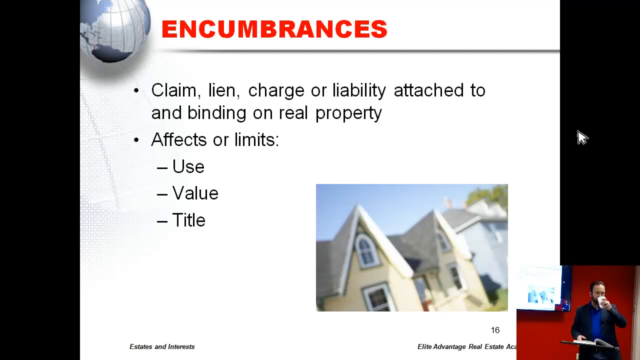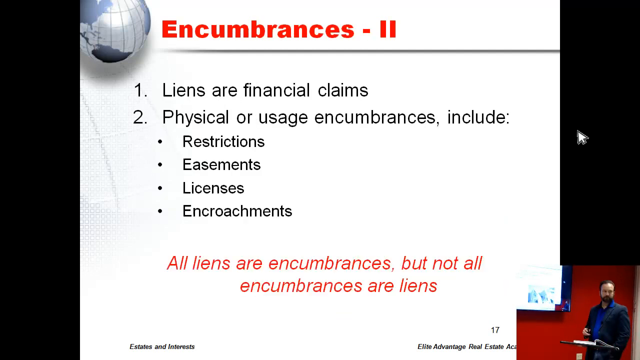All right, so encumbrances. An encumbrance is a lien, charge, or liability attached and binding on real property. It affects or limits the use, the value, and the title. So encumbrances can be both physical and monetary, right? An encumbrance can be a physical one, or it could be a financial attachment called a lien. So a lien is a financial claim against the property, we want to highlight that, and a physical usage encumbrance could be a restriction, an easement, a license, or an encroachment. Those will be on the test. So, financial claims.